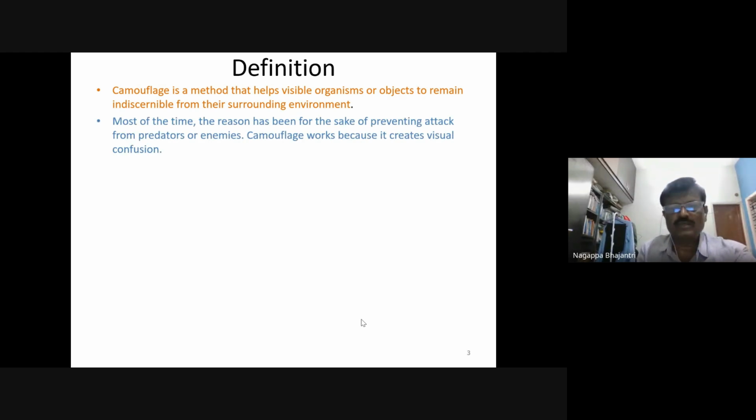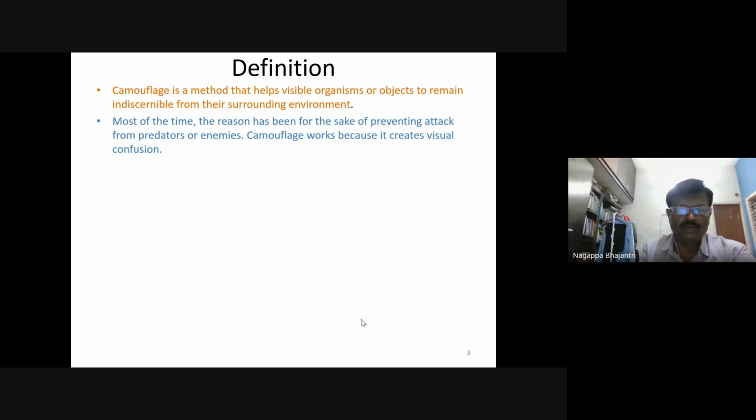Naturally, most of the time, it is preventing attack from the predators. So that is also possible. That is also nature. It also works because it creates a visual confusion. The human visual system is going to be confused due to the foreground being similar to the background. Whatever amount of foreground may be there, it is submerged in the background.